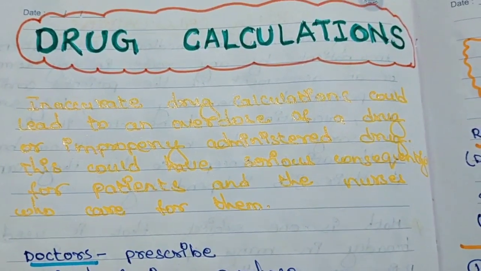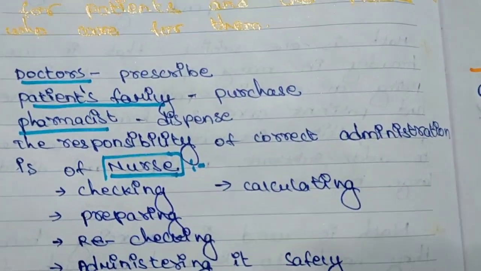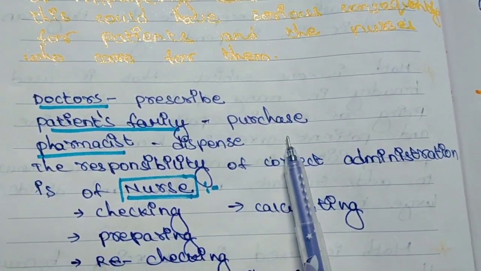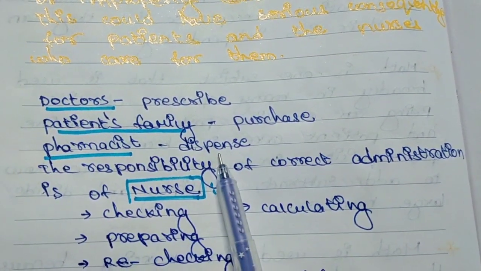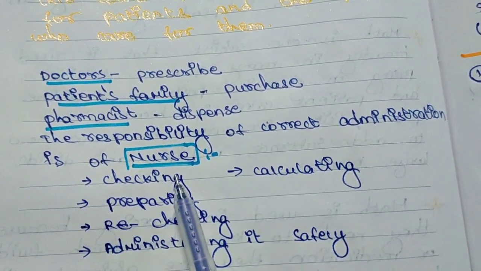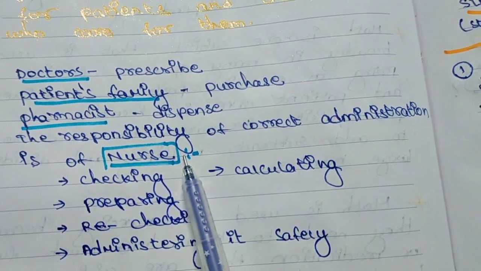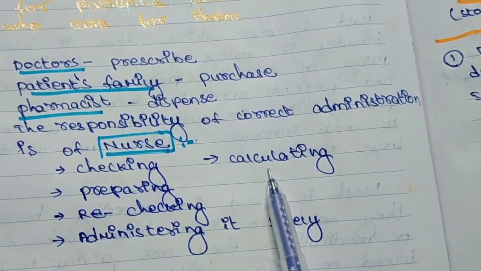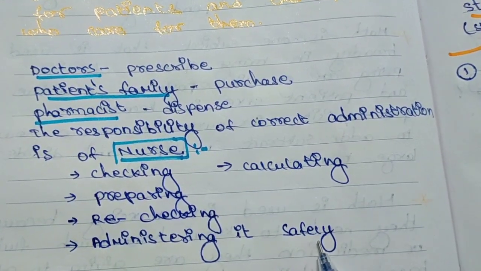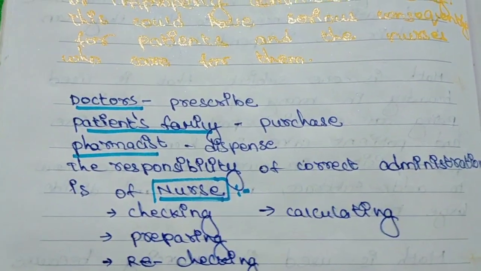So that's the reason nurses should be familiar, and they should have a strong root in mathematics, because remember guys, doctors are the ones who are prescribing the medicine, the patient's family is the one who is purchasing the medicine, the pharmacist is the one who is dispensing the medicine, but the nurse is the very important healthcare professional who is administering the medicine. At last it is the nurse who is administering the medicine. So that's the reason they should check it properly, calculate it properly, prepare it properly, recheck it and administer it safely by following the 10 rights of medication administration. Okay, fine. So that was just a brief introduction about the drug dosage calculation.